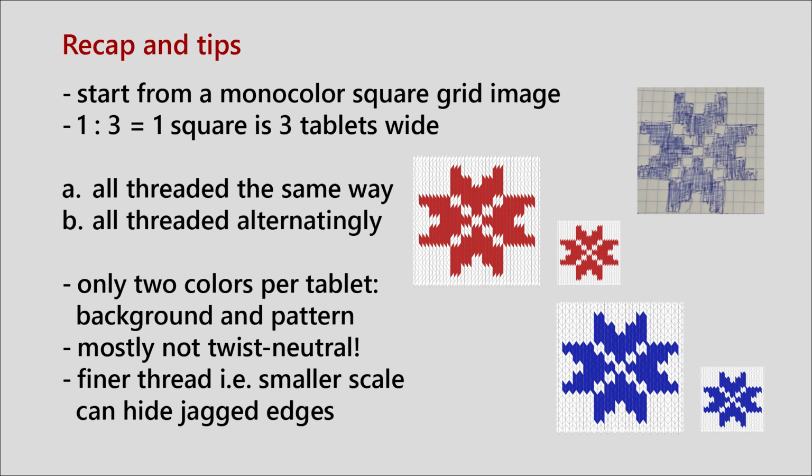To recap, you start from a monocolor square grid chart or image. One square represents 3 tablets in the design grid. Tablets can be threaded all the same way or alternatingly. You can only use 2 colors per tablet, 2 threads for background, 2 threads for pattern. Most double turn double face patterns are not twist neutral. And if you use finer thread, which makes the scale smaller, it can hide the jagged edges.